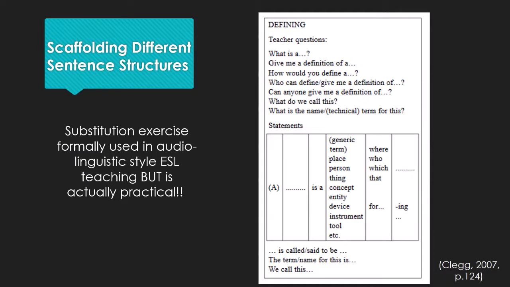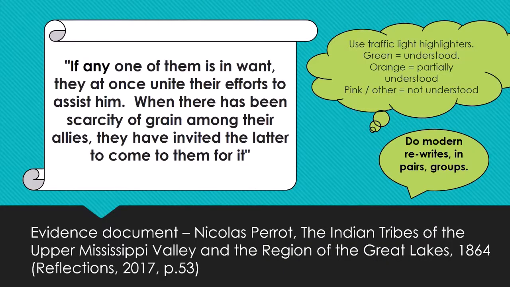In order to support students' written production, again, the use of substitution exercises that we saw earlier, even though they were criticised as part of the audio-linguistic style of ESL teaching for being impractical, in this context they are incredibly useful. As for dealing with documents in Old English, like the one shown, traffic light highlighters to indicate parts that are understood, partially understood, or not understood at all are really helpful visuals to help students process these things.